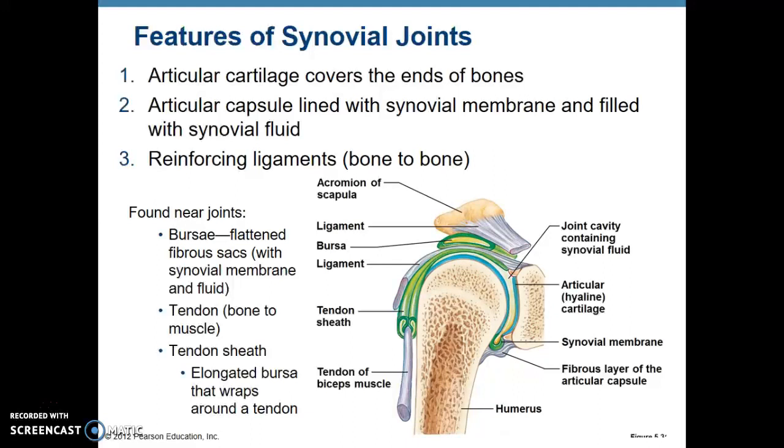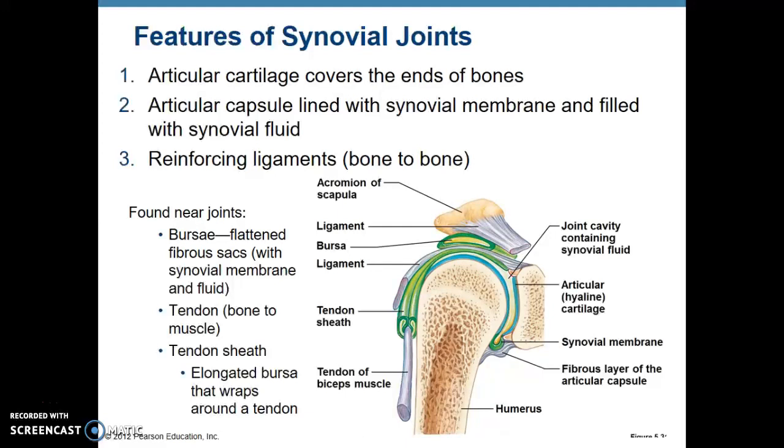Other things that you will find close to the synovial joint, but not technically part of the synovial joint, are bursae. This right up here is a bursa, so sometimes there are extra fluid-filled sacs, mostly there to help with cushioning, and it will also have synovial fluid in it. I'll talk about this later, but if you've ever heard of someone who has bursitis, that's when their bursa is inflamed.